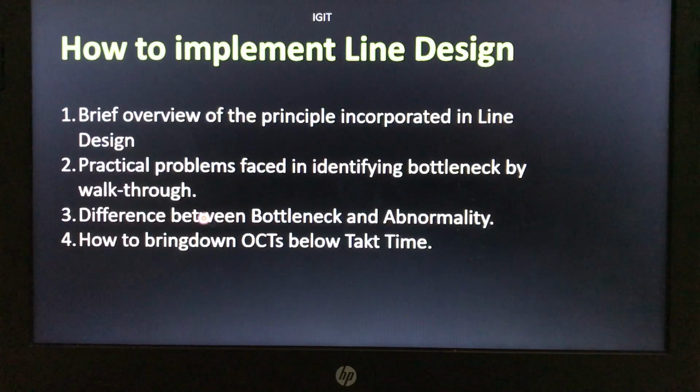This video is exclusively done for my friends at workplace who are already familiar with line design and things associated with line design. Here in this session, I'll be covering few key points which will be helpful in implementing line design at shop floor.